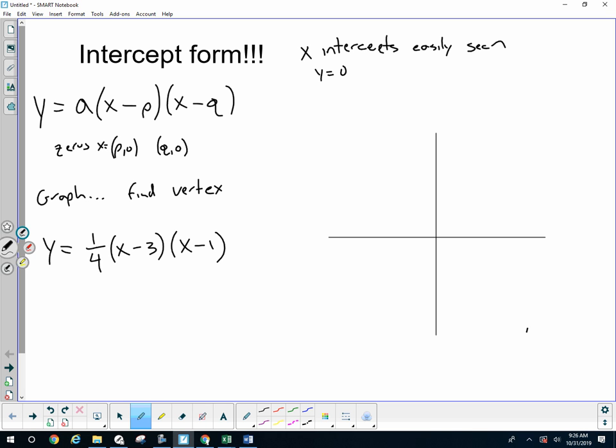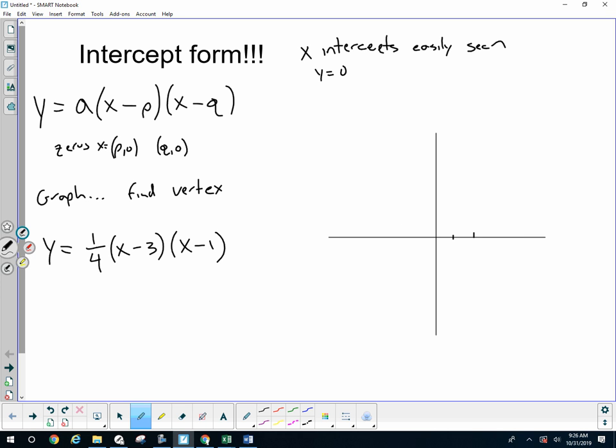Okay, go ahead and pause the video. You guys find the vertex and graph using the zeros. This equation, y equals 1/4 x minus 3 times x minus 1. Hopefully the video is paused. If the video is not paused, pause it now. Go ahead and do this problem. And here we go. I'm going to give you the answers.